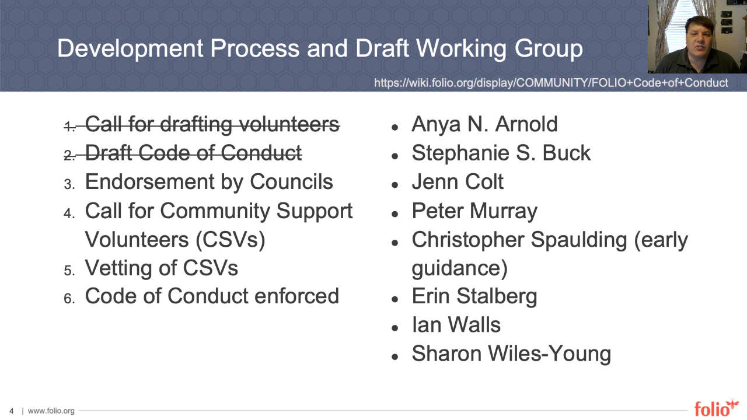We have been working since then on the draft of the code and the processes that surround the code. A preliminary version of the FOLIO Code of Conduct was used during the WolfCon meeting earlier this year. With the drafting done, the working group is asking for the endorsement of the Product Council, the Technical Council, and the Community Outreach SIG. There will then be a call for Community Support Volunteers, or CSVs, that will guide the enforcement of the Code of Conduct, and a process to vet the volunteers to help ensure that there are no conflicts. The names on the right are the people that volunteered for the working group, noting that Christopher Spalding's efforts were early in the drafting process.